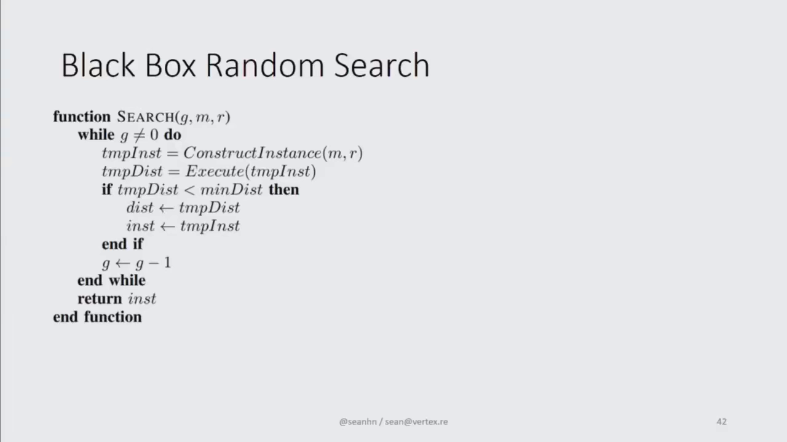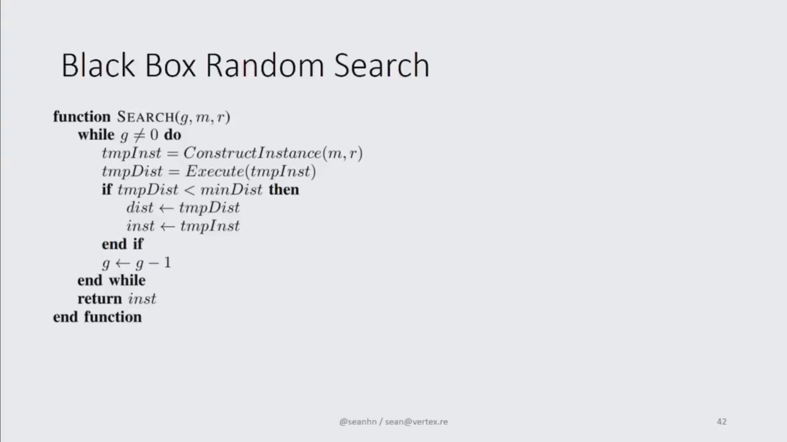Effectively, the key point here is all we're doing is randomly creating instances. An instance is a solution. We're then providing that solution to the program, and we're getting back the distance between the source and the destination. If the distance is less than our previous best result, we say this is our new best result, and we move on. Key point, we're not learning anything between solutions.